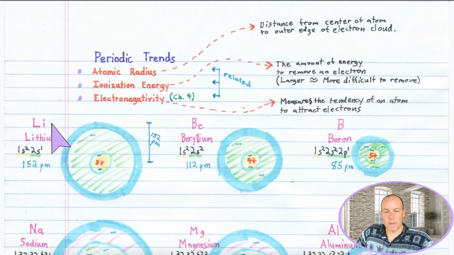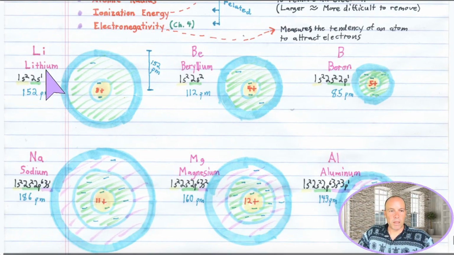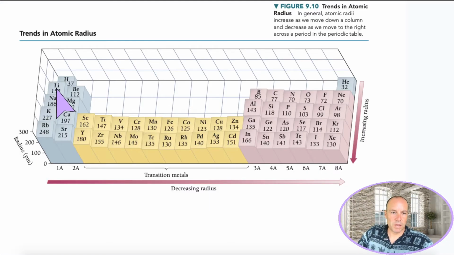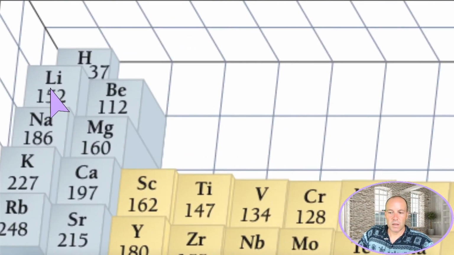Let's take a look at the models. So going from lithium to sodium, sodium is right below lithium. I'll remind you, lithium and sodium and potassium are all in the same column. You see lithium is 152 picometers atomic radius, and then sodium is bigger, and then potassium's is bigger.